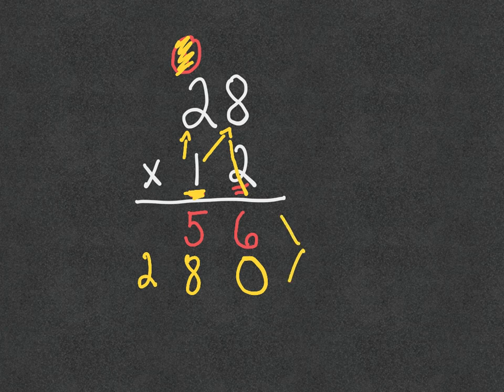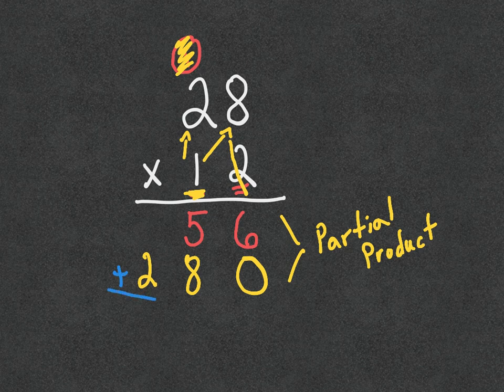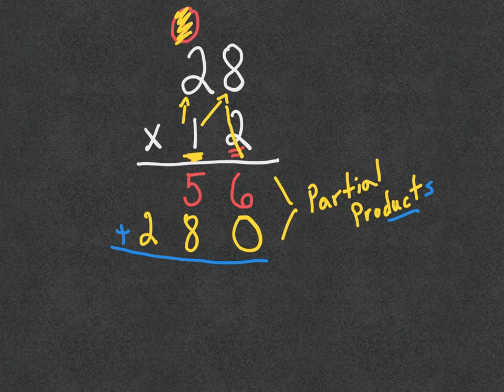These right here are called partial products. And what we always do with partial products is we add them. You always add partial products. So 6 plus 0 is 6. 5 plus 8 is 13, carry the 1. 1 plus 2 is 3. So we get a product of 336, or we could say the 12th multiple of 28 is 336, or we could say the 28th multiple of 12 is 336.